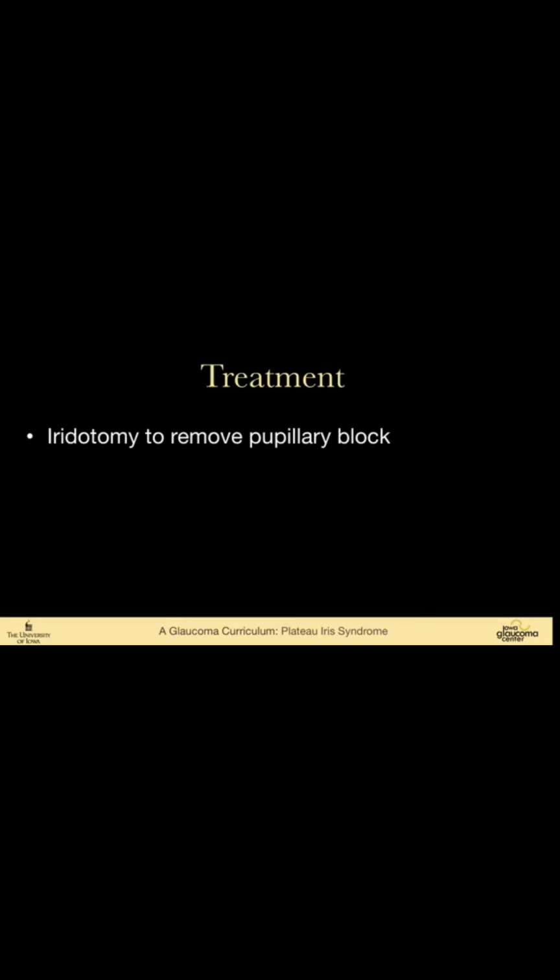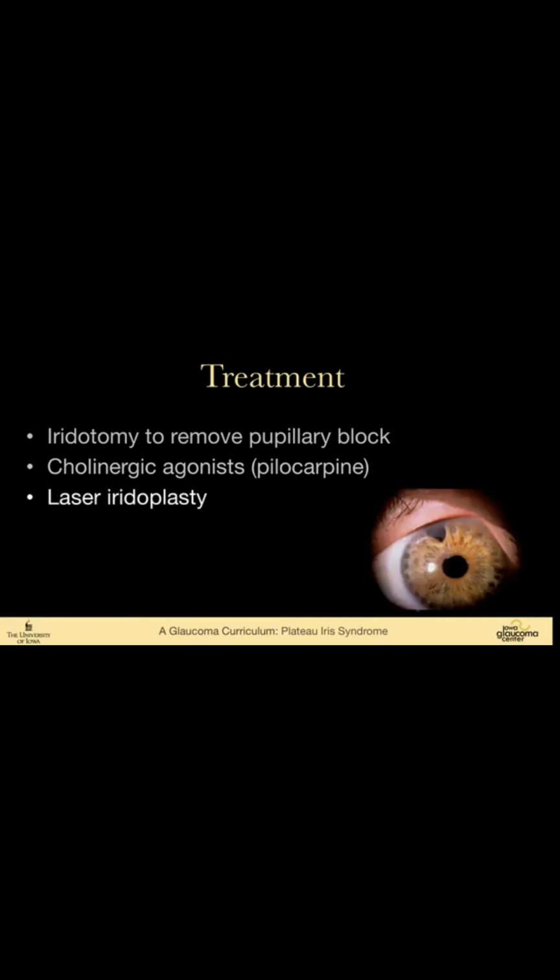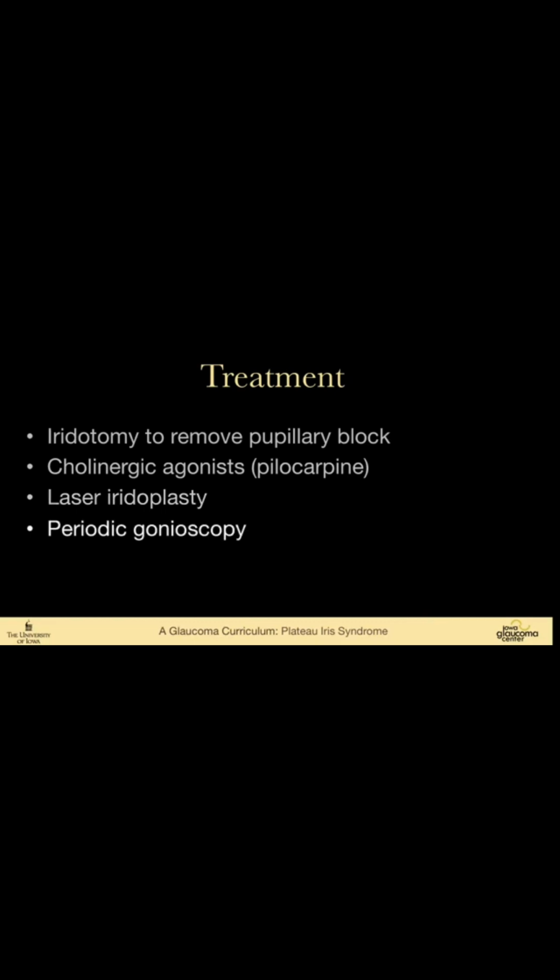The treatment: we do iridotomy, as I said before, to relieve the pupillary block. One can use cholinergic agonists like pilocarpine. Laser iridoplasty can be very effective in shrinking the iris out of the angle and perhaps even shrinking the ciliary body back some. It's important to do periodic gonioscopy. These angles can become narrow again later on after one does iridoplasty.